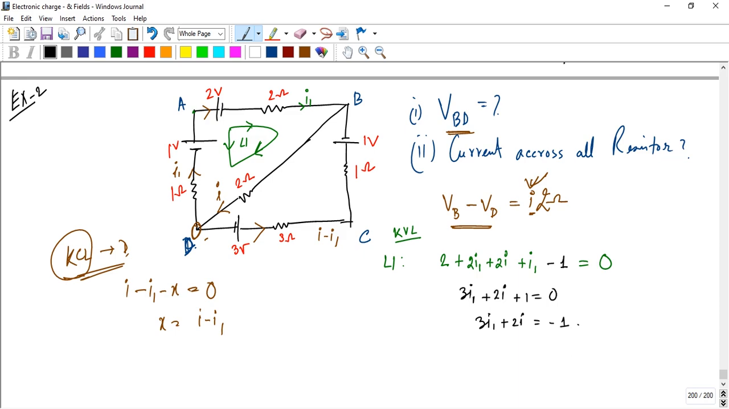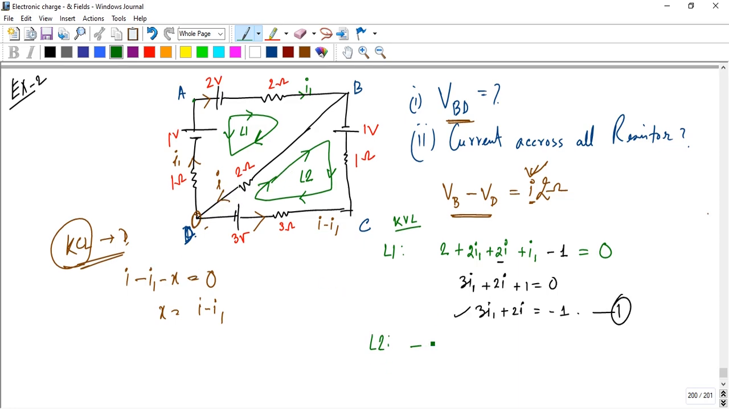Okay, now apply KVL on loop 2, the other loop here. Same clockwise. Okay, suppose loop 2. Starting from point D, so minus 2I. Then minus 1. These 1 and 3 are in series, so they are just added. So 4, and they are in the opposite direction, minus 4.